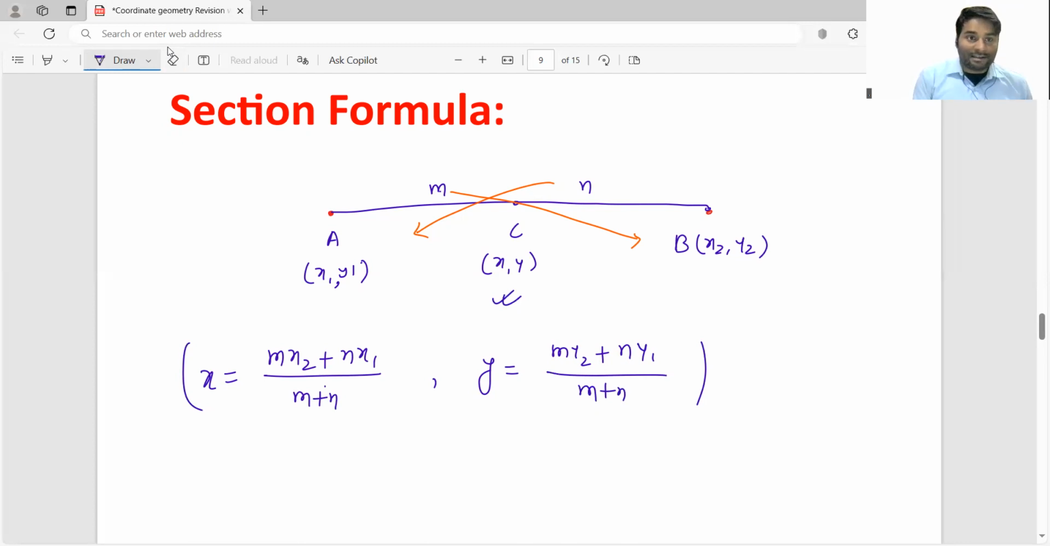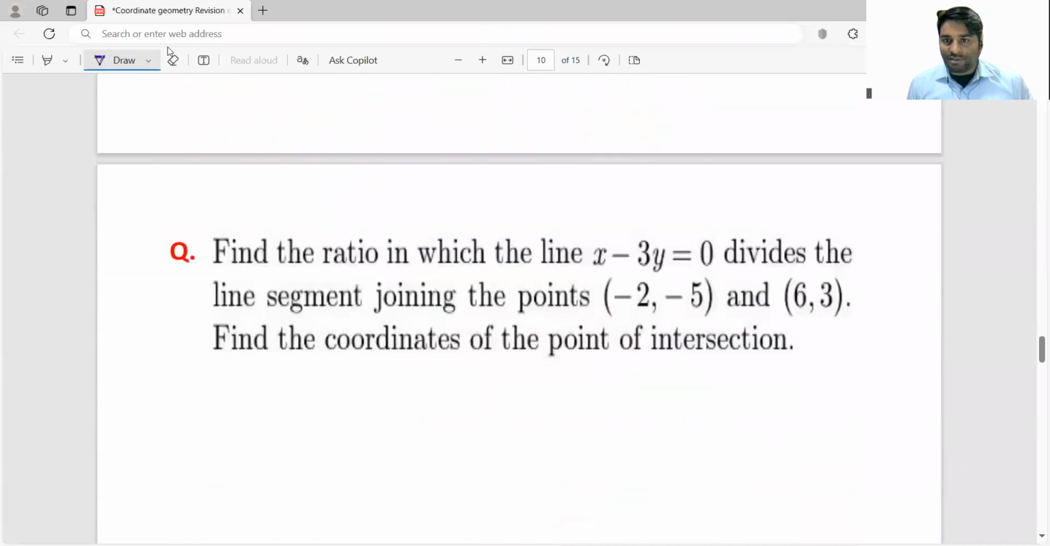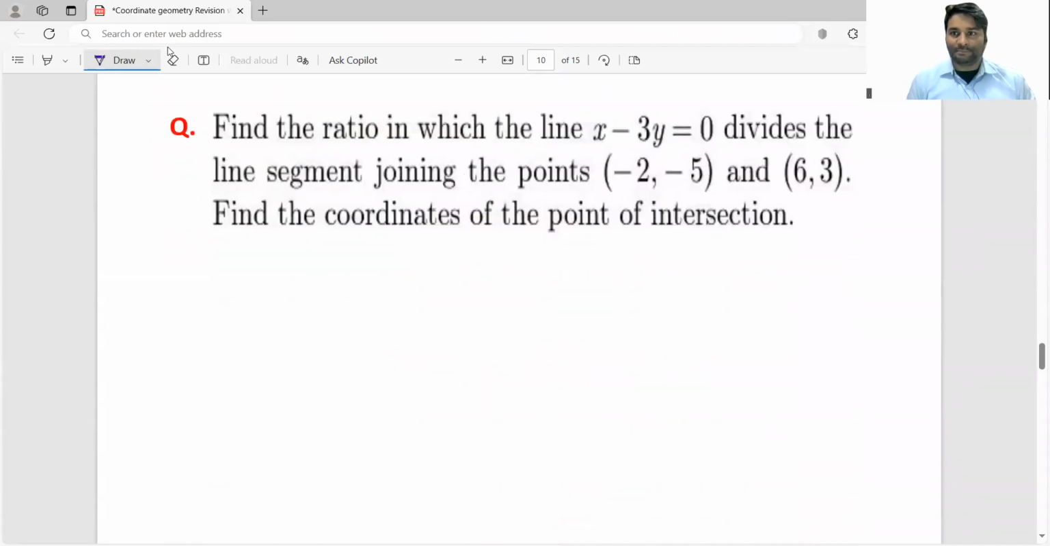And again, this is internal division. In case of external division, just this positive sign will change to negative, right? Okay, now to make it more clear, let's have some questions.